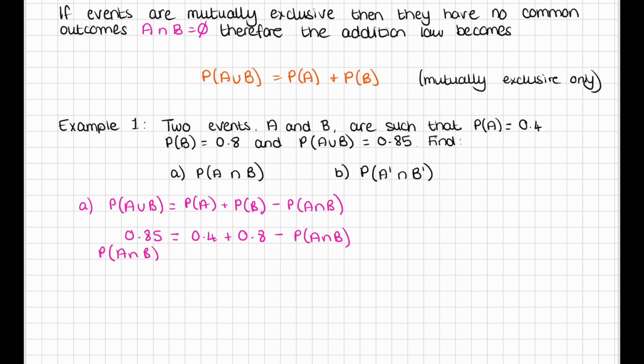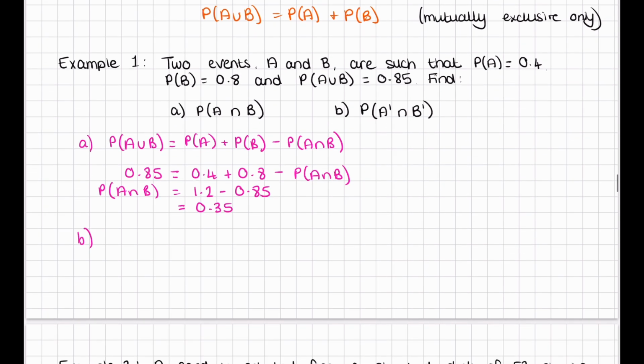So the probability of A and B equals 0.4 plus 0.8, which is 1.2, minus 0.85, and we'll end up with 0.35. So the probability of A and B is 0.35. Now, part B, we want the probability of not A and not B.